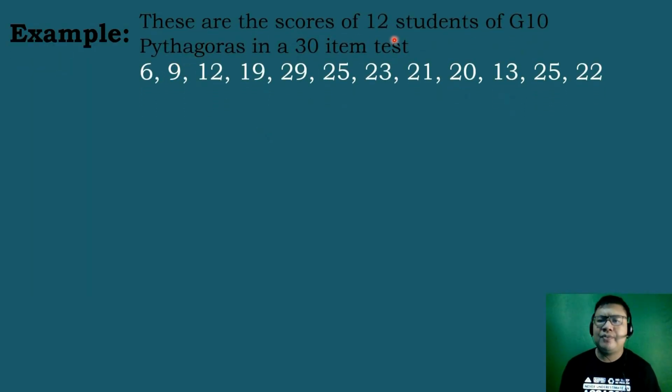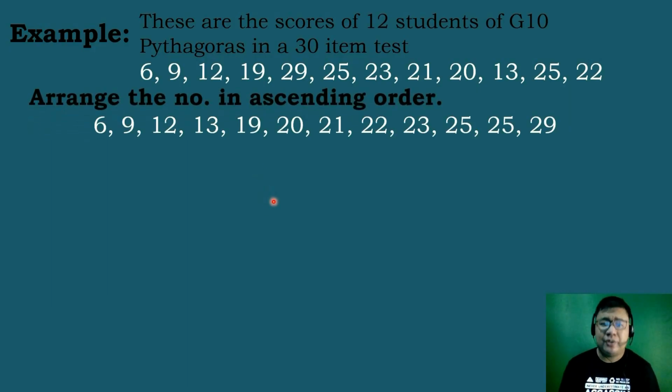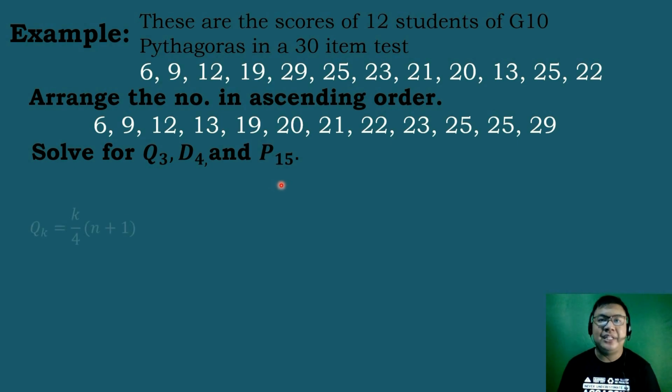These are the scores of 12 students of G10 Pythagoras in a 30-item test. The first step we need to do here is to arrange the numbers in ascending order, from the lowest scores up to the highest scores. And then after we have arranged the scores, the next step we need to do is to solve for the measures of position. Let's say in this example, let's try to solve for the value of quartile 3, decile 4, and percentile 15.